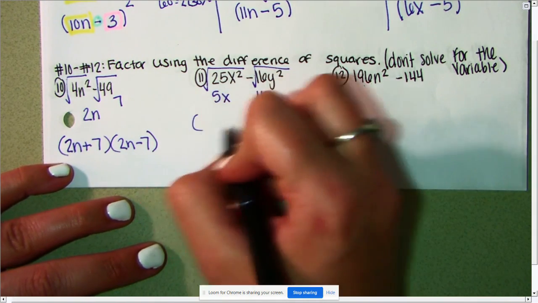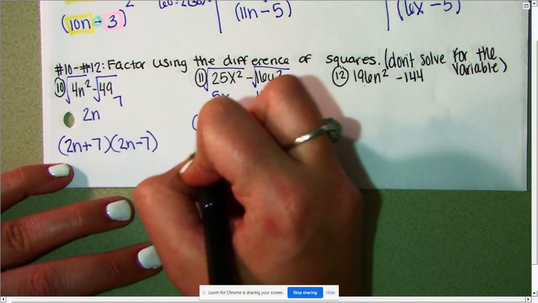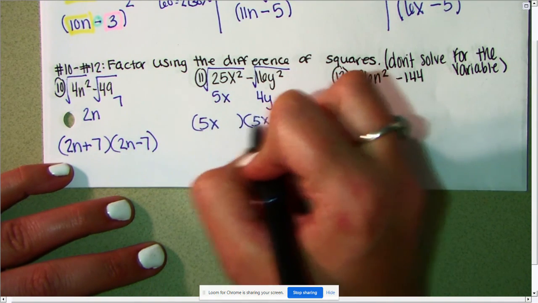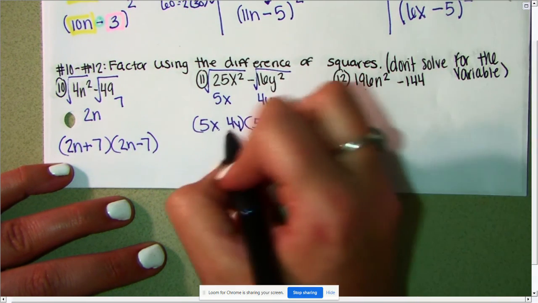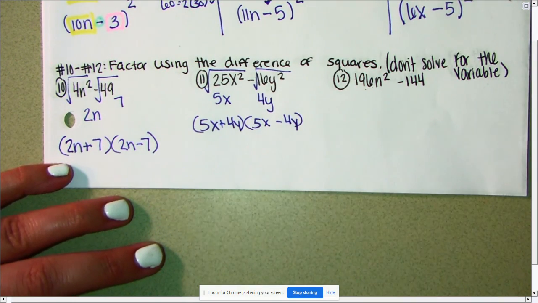So I'm going to go ahead and write my two parentheses. 5x, 5x, 4y, and 4y. One of them is positive, one of them is negative. Again, you do not solve because there's no equal sign.